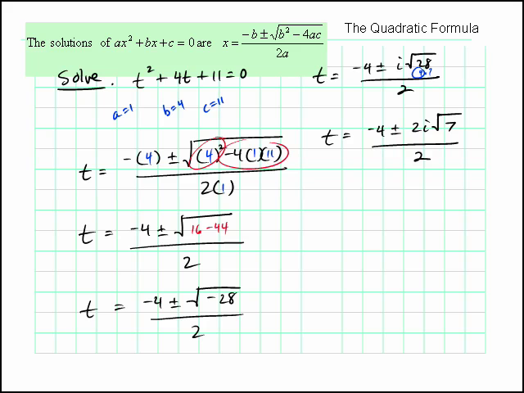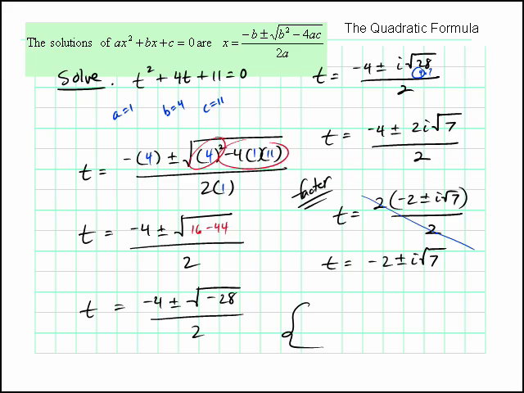Now I'm going to simplify just a little further here. What can I factor out of the numerator? I can factor a 2 out of the numerator and end up with 2 times negative 2 plus or minus i square root 7, over 2. Okay, 2 has been factored out. These 2's will reduce, and I am left here with my two solutions, negative 2 plus or minus i square root 7.